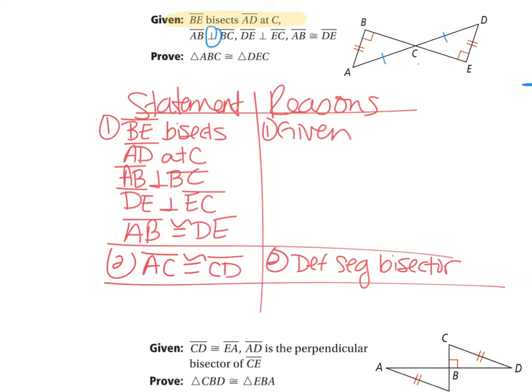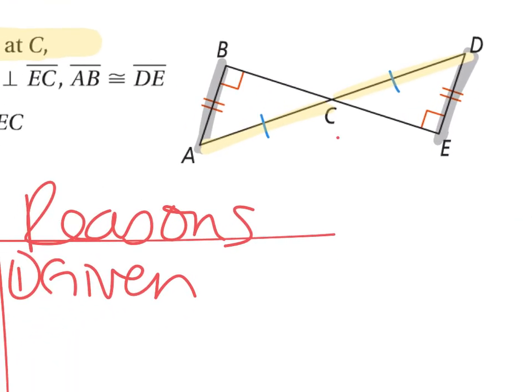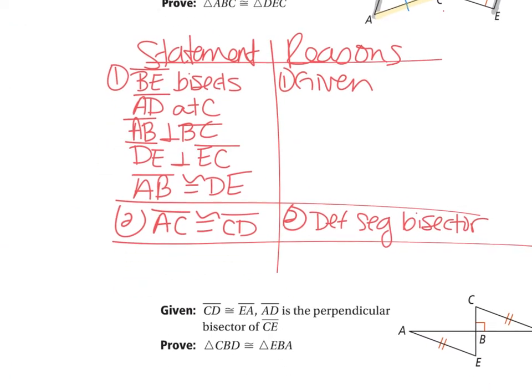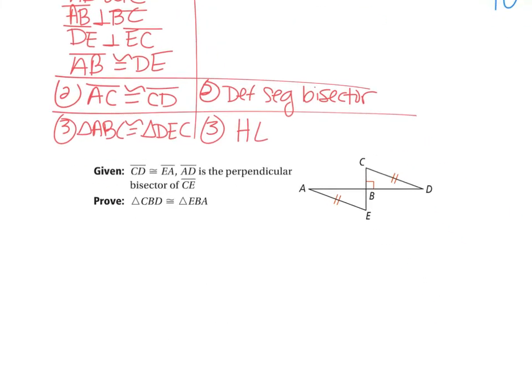Okay. So now, do we have right angles or right triangles? Yes. Which side is this one and this one? Are those legs or hypotenuses? Well, those are legs, and then this and this would be the hypotenuses. So do they give us legs? Yes. Do they give us hypotenuses? Yes. So we have enough to say that triangle ABC is congruent to triangle DEC because of the hypotenuse-leg theorem.